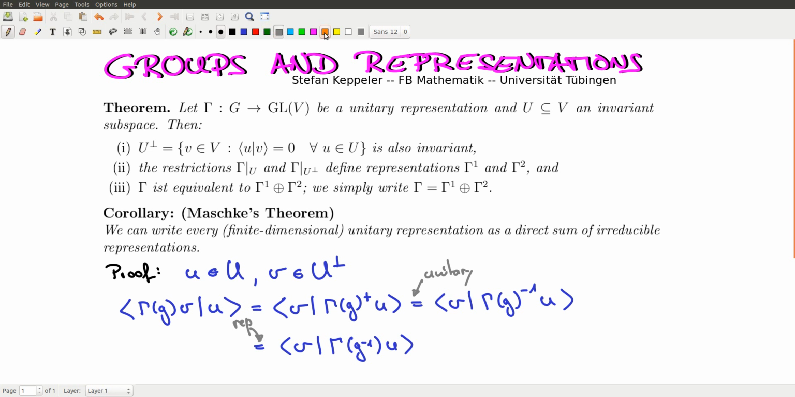And now we're done, because this here is still in our subspace U. It's invariant. We just applied the representation matrix here, and now we have a scalar product of something in U perp and something in U, so it's 0, and this shows that this one here is in U perp.